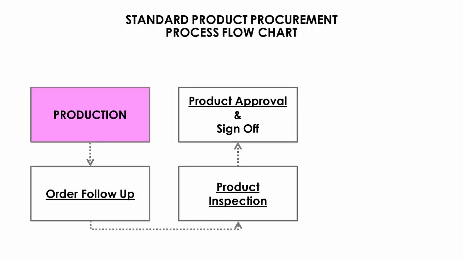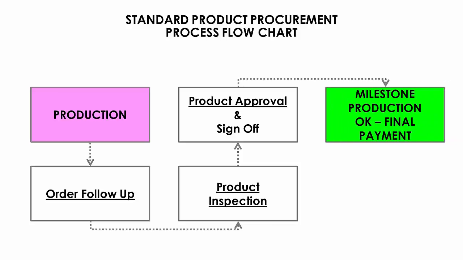Once products have been inspected and approved and you are happy with the results, you should sign off production as acceptable with that supplier. This means that products can be prepared for shipping. It also means it's a milestone in the process where product is okay and the final payments need to be paid.